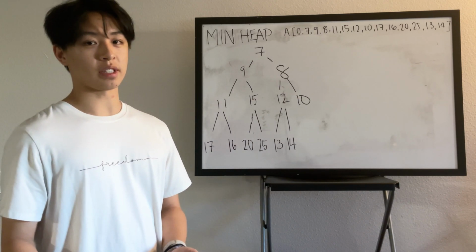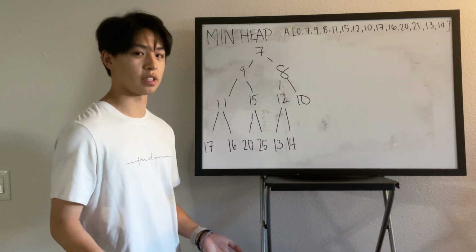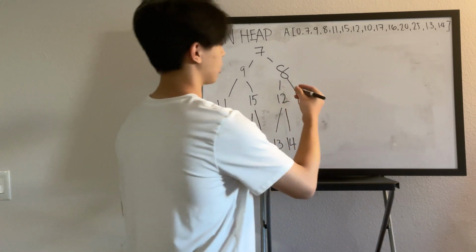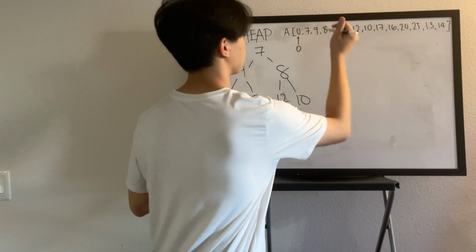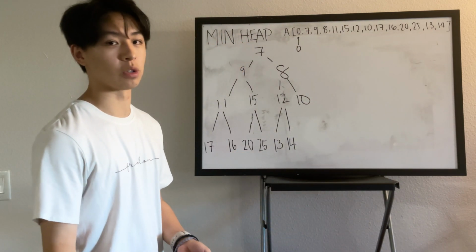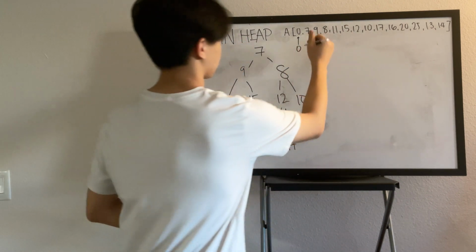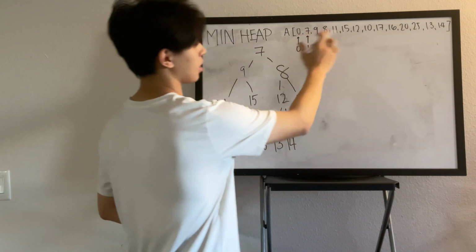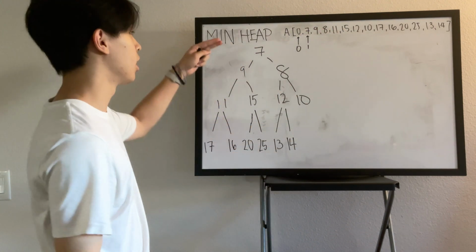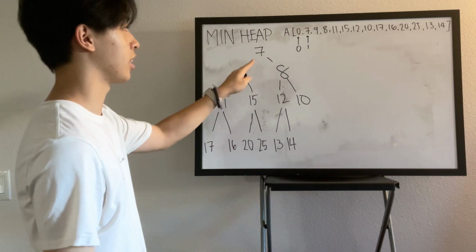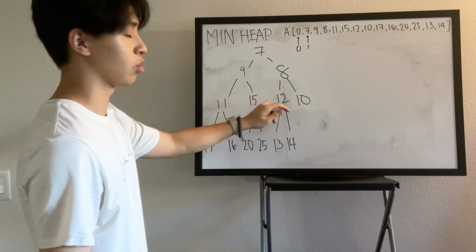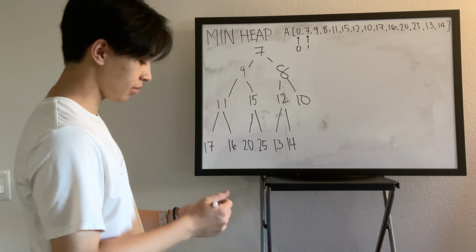Now, how do we represent this? Min heaps are commonly represented using arrays, and just to simplify calculations a little bit, I'm going to initialize the index 0 to be some random dummy placeholder. And the root is going to be at index 1. And as you can see in this array, the order is just the order of our min heap tree from top to bottom, left to right, 7, 9, 8, 11, 15, 12, 10.